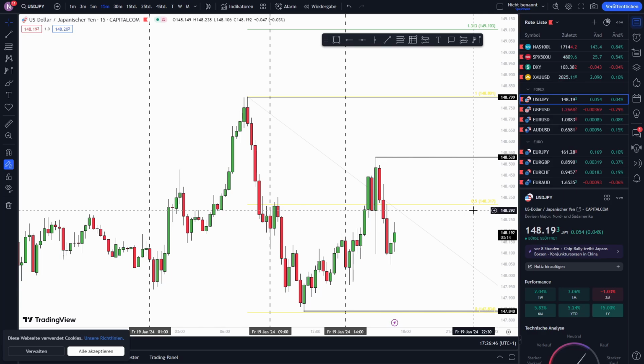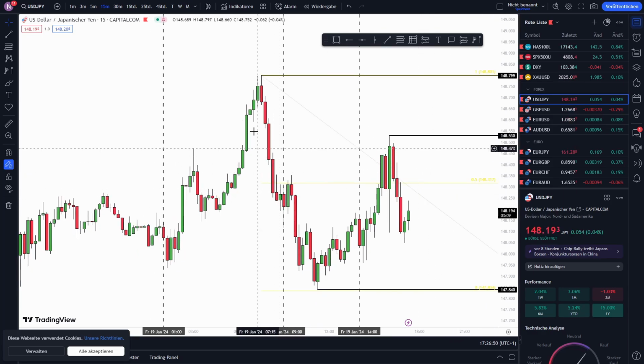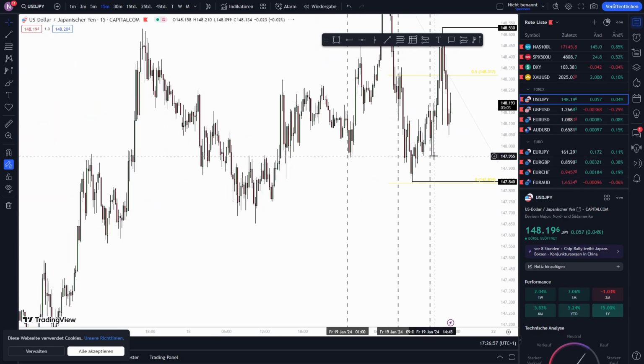Just look for the market where it wants to go. It will always go for fair value gap or liquidity. And this just reacted off a fair value gap, so it makes sense that it now wants to go deeper to take this out and then maybe turn the market.